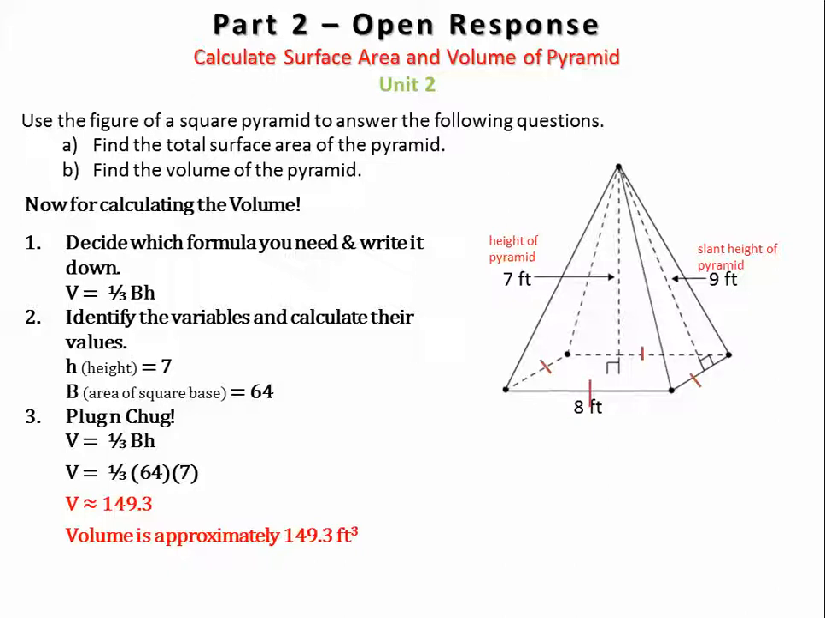That gives me approximately 149.3. Whenever you're multiplying by a fraction that is a repeating fraction like 1/3, you're always going to get an approximation. So you need the squiggly equal signs. Now volume is approximately 149.3 feet cubed. And notice how we included that word approximately.